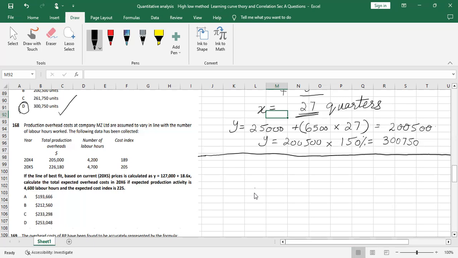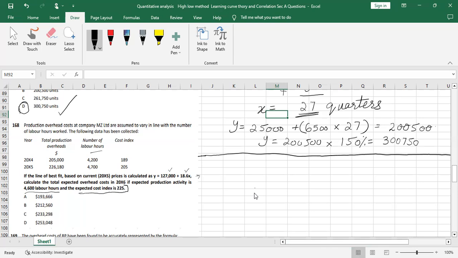So that's why 127,000 means fixed overheads. 18.6 means variable overheads per unit or per labor hour. X stands for the number of hours, which means activity level. Calculate the total expected overheads in 20x6 if the expected production activity is 4,600 labor hours. So X is provided in the question, and the expected cost index is 225.